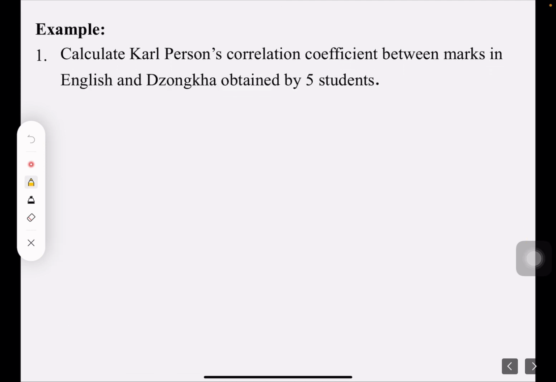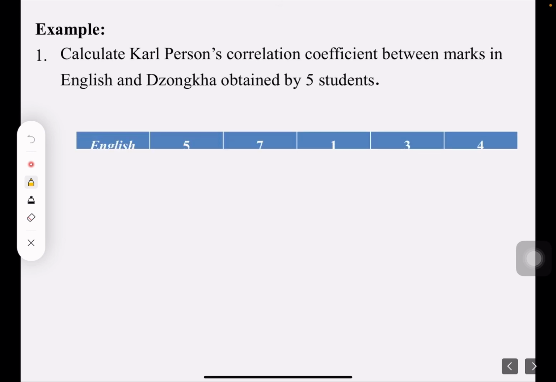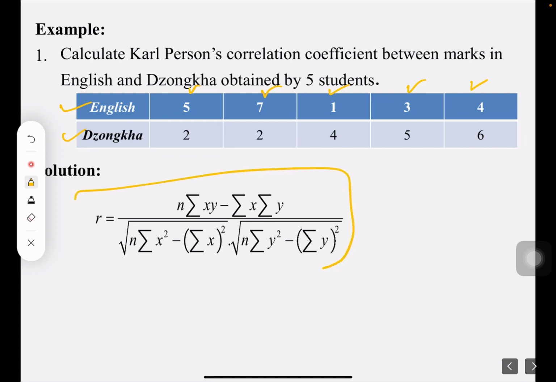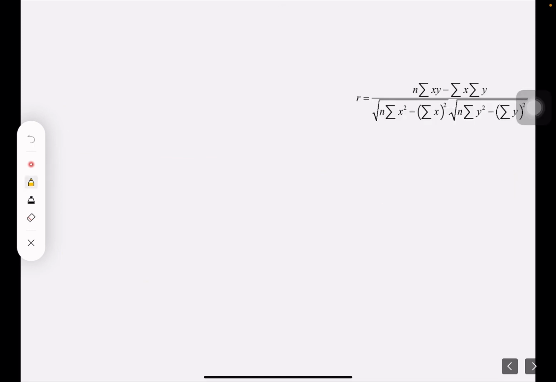Now, an example. You are asked to calculate Karl Pearson's correlation coefficient between English and Dzongkha marks obtained by 5 students. So let's see, 1 2 3 4 5. So these are the marks of the 5 students in English and in Dzongkha. So how would you find the solution? First you need to get the formula. So according to the formula, what is needed? If you see this symbol here, it means summation. Summation means you need to add, so sum up according to the formula.